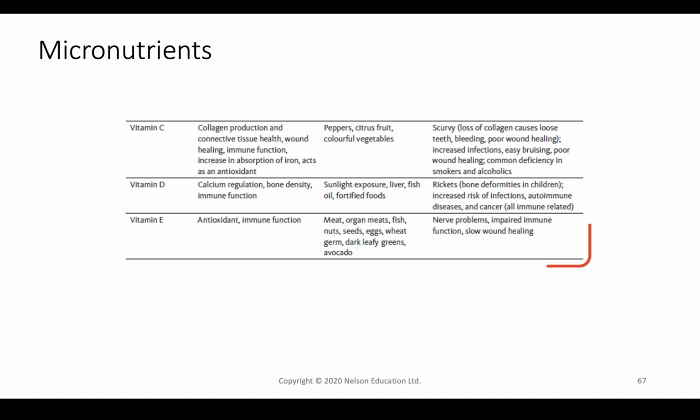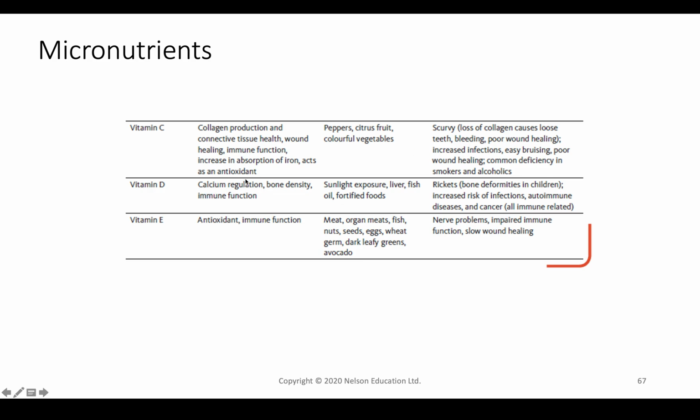Usually if you were out on a boat at sea for a long period of time and you weren't able to get fresh fruit, you would end up with a collagen loss, which can cause your teeth to become loose in the socket. Also, wounds would end up not healing very well. You'd end up with bleeding. Infections can take root when you have poor wound healing, as well as bruising, because you're going to have bad wound healing internally as well, and bad tissue health. And it's also a common deficiency these days in heavy smokers and extreme alcoholics.